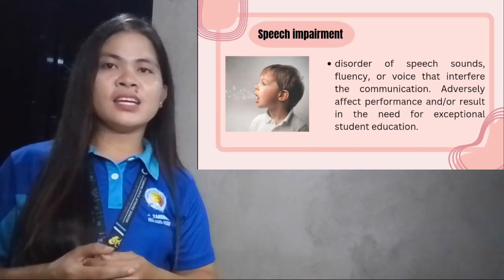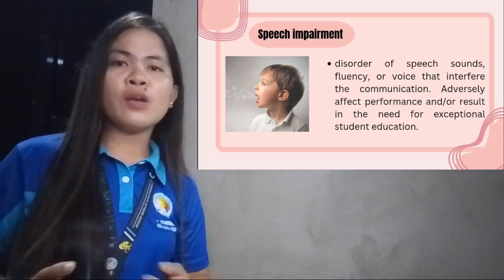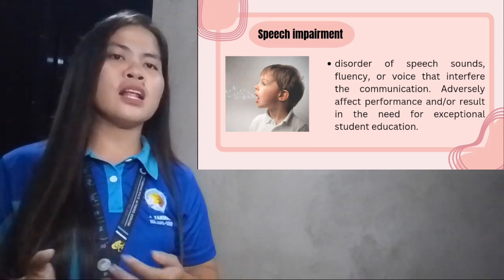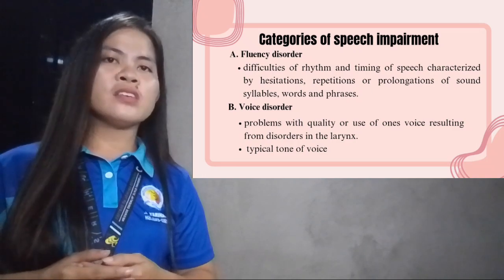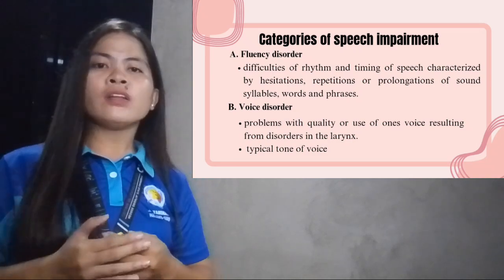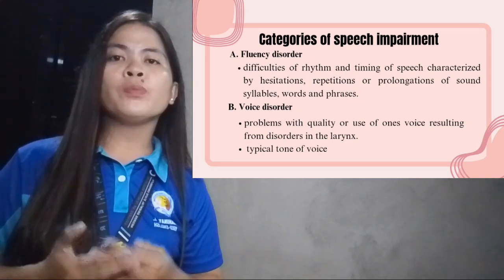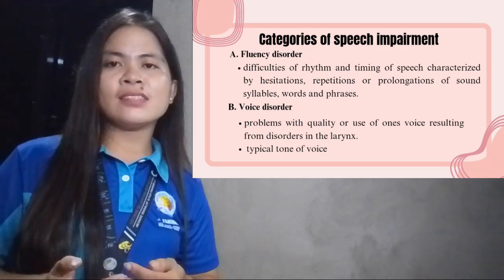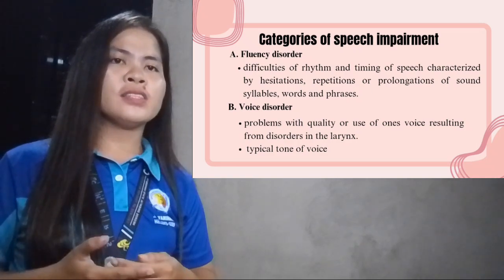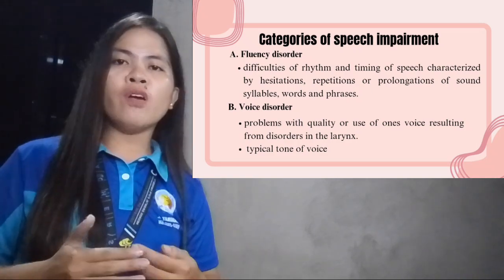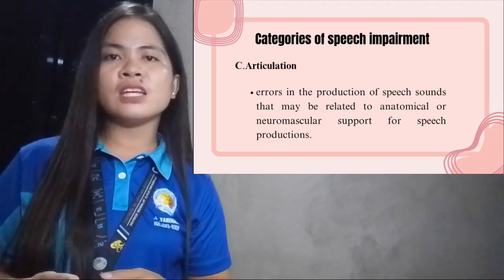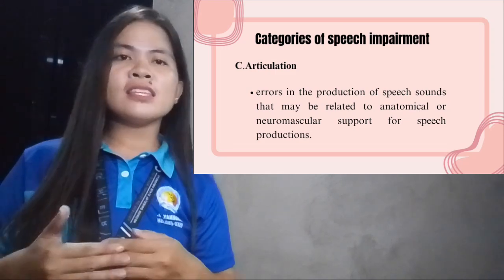Next is the speech impairment. This is a disorder of speech sounds, fluency, or voice that interferes with communication, adversely affects performance, and or results in the need for exceptional students' education. So these are the categories of speech impairment. First is the fluency disorder. Difficulties of rhythm and timing of speech characterized by hesitations, repetitions, or prolongations of sounds, syllables, words, and phrases. Next is the voice disorder. Problems with quality or use of one's voice resulting from disorders in the larynx. It is also an atypical tone of voice. Lastly is the articulation disorder. These are errors in the production of speech sounds that may be related to the anatomical or neuromuscular support for speech production.